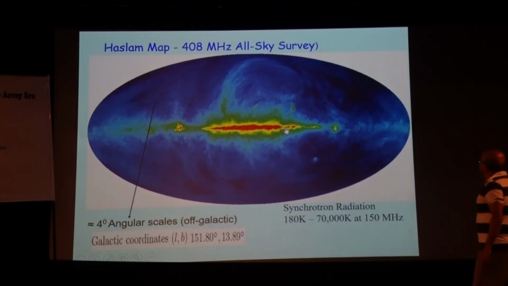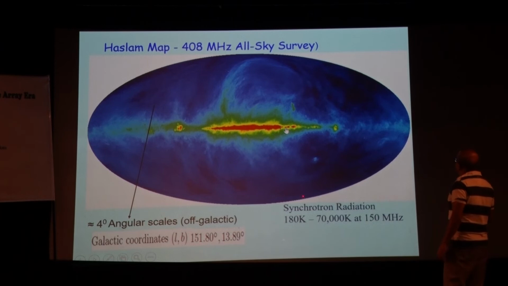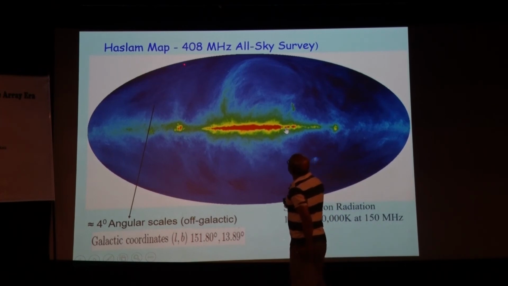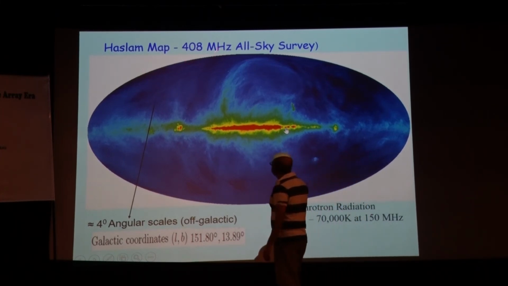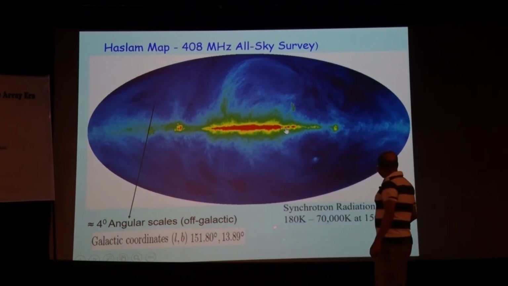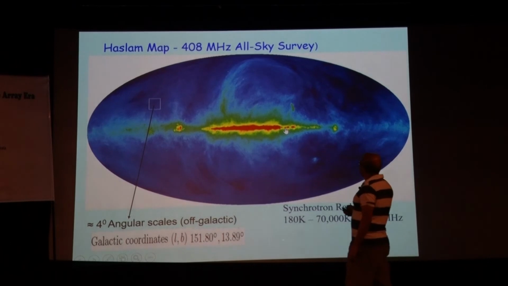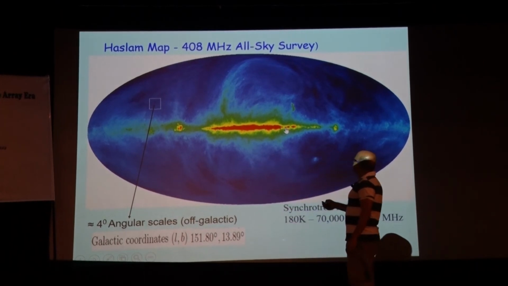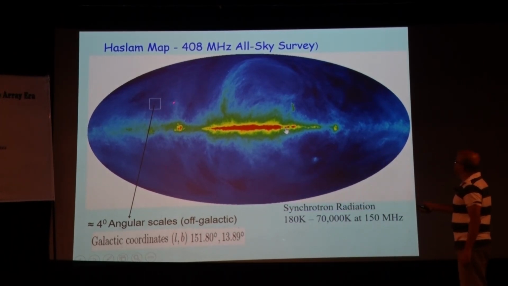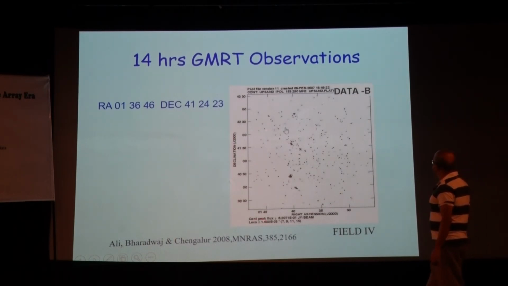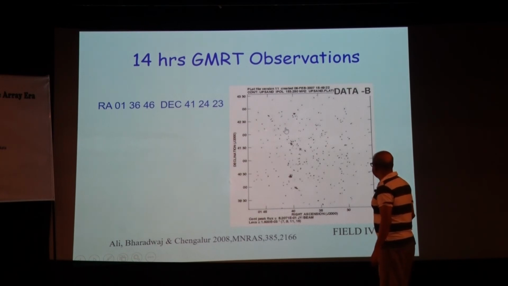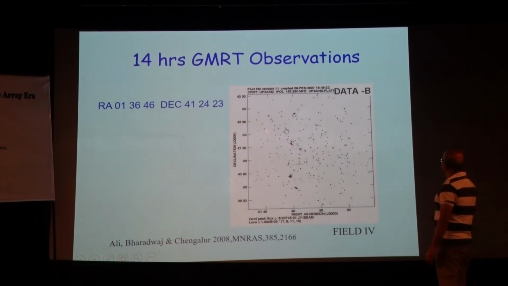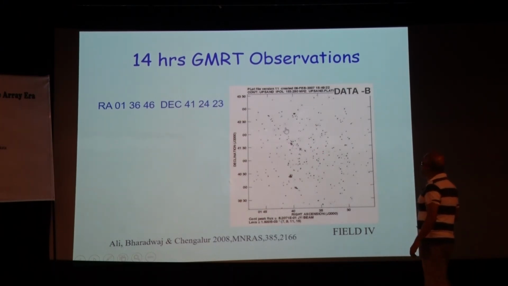Now, this is a picture of the sky as measured by Haslam. This is the so-called Haslam map, an all sky map at 408 megahertz. We also carried out some observations. We observed this particular small part of the sky, which is the field of view of the GMRT on this scale. This is the picture of the observations which we had done in 2008, and what you see here are point sources, radio sources in that particular field.